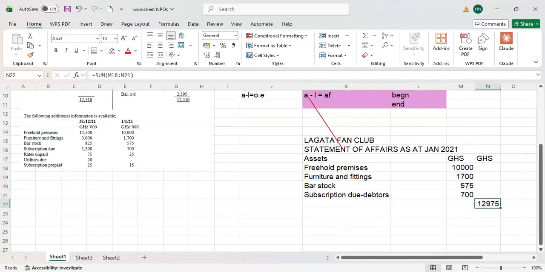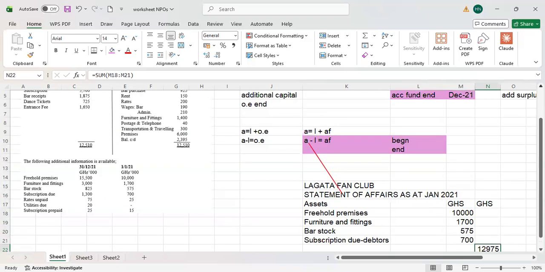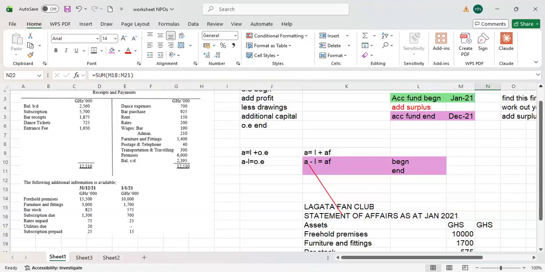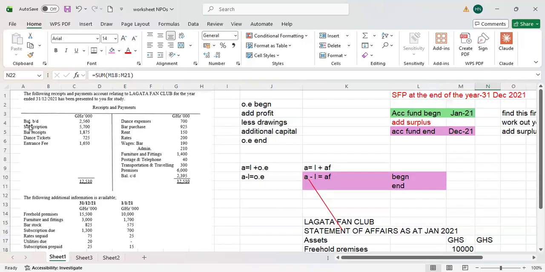But that's not all. I've left something out. What do you think it is? Cash. If we check the receipts and payment accounts, I could have ended here, but it's not correct. So I have beginning cash. Remember we said in our earlier video that the receipt and payment account may have a beginning balance on cash and then the closing balance.